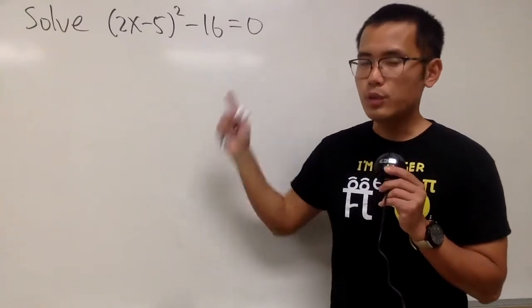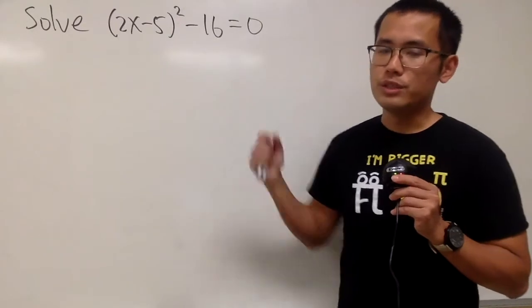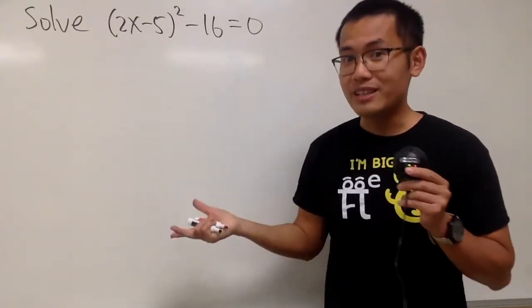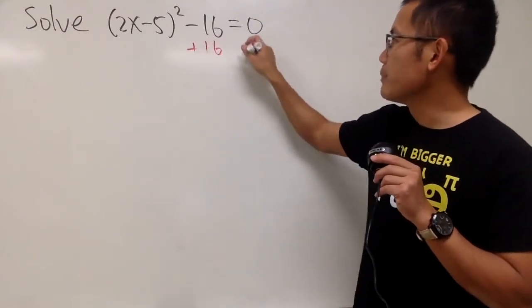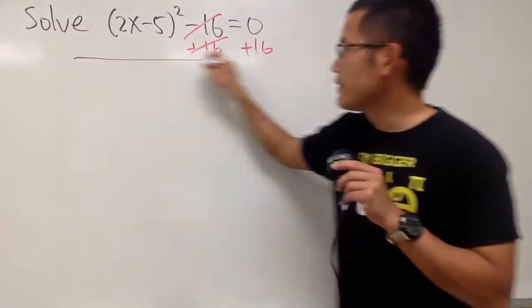Okay, we're going to solve this equation, and notice that we have this parentheses square minus the number is equal to 0. It's a good idea to isolate these parentheses and then just take the square roots on both sides. With that said, let's go ahead and add 16 on both sides so that we can cancel this out, and then we will have the following.